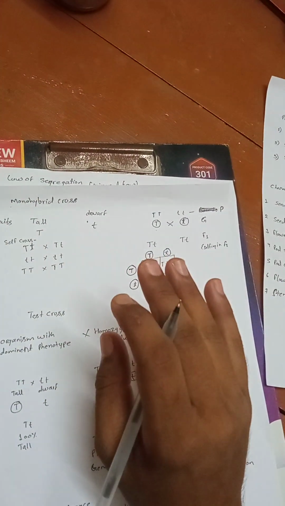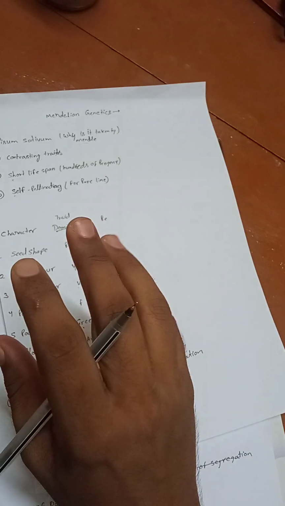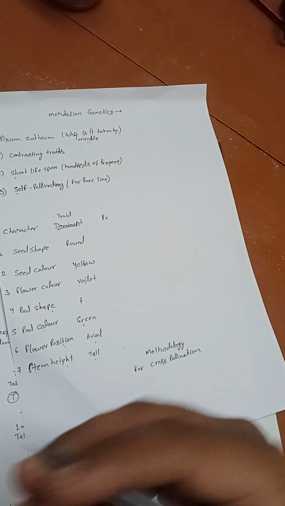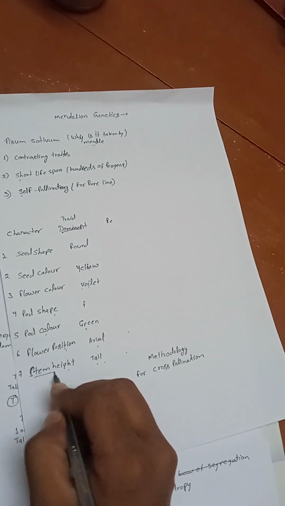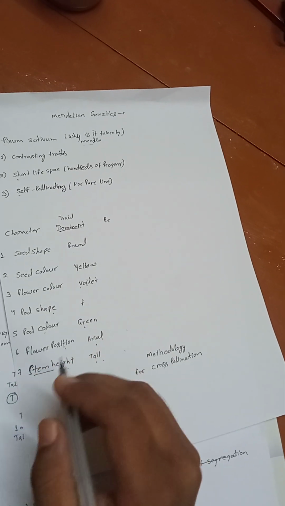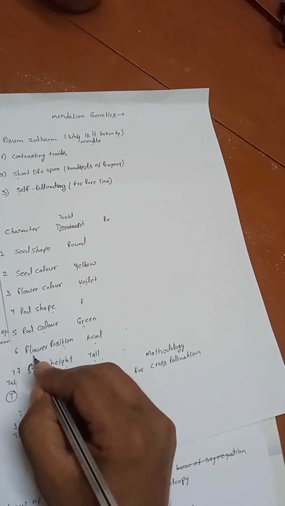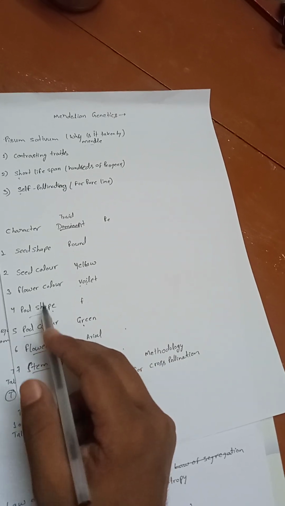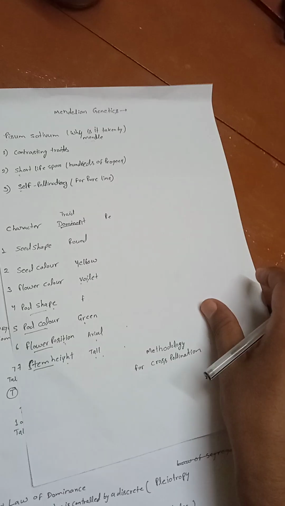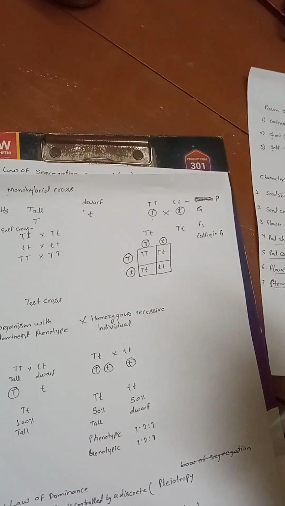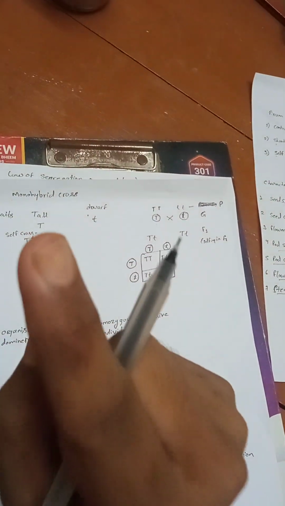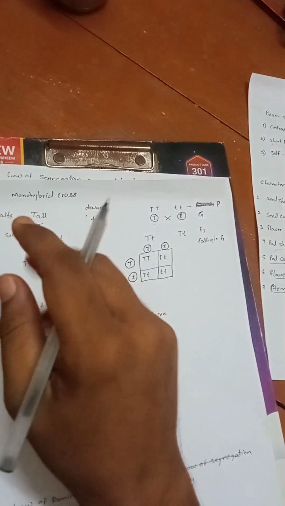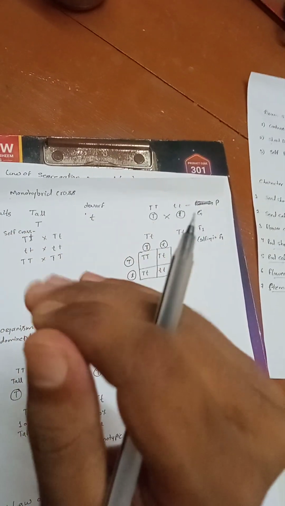Each time of crossing, Mendel takes one character. It means when we study the plant height, we don't observe the other characters like flower position, pod shape, pod color, flower color. We only consider one character at one time. That's why this cross is called monohybrid cross.